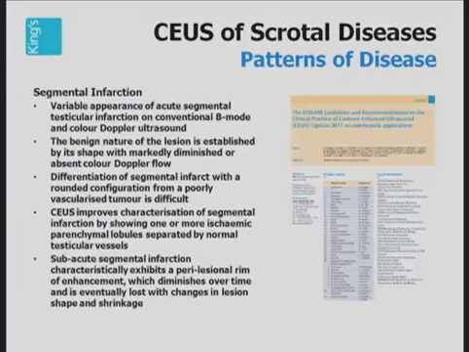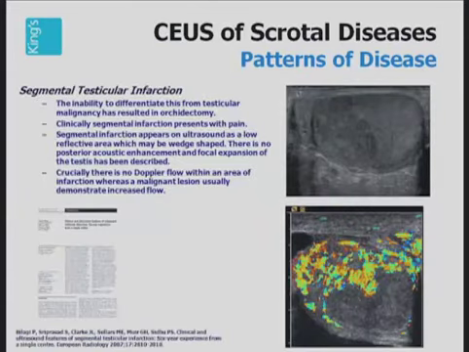With contrast-enhanced ultrasound, the subacute segmental infarction characteristically exhibits a perilesional rim of enhancement which diminishes over time and is eventually lost with changes in the lesion shape and shrinkage. Following these lesions up with contrast-enhanced ultrasound will allow the physician to document this change and be confident that the lesion is benign. This is an example of a segmental testicular infarct which looks very much like a tumor.